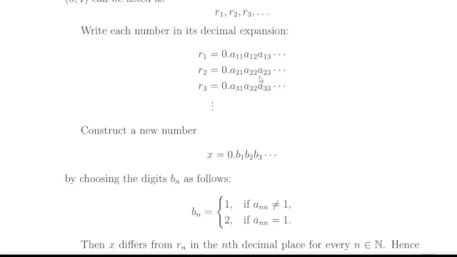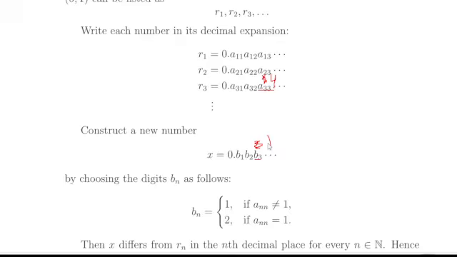And then we move on to the third number, and the third digit here. If A33 is 1, then we're going to pick a different number. Let's say this will be 2. If A33 is not equal to 1, let's say it's 4, then this is going to equal 1. So whatever case this is, whatever A33 is, B3 is going to be different. So therefore, R3 and X are not going to be the same.